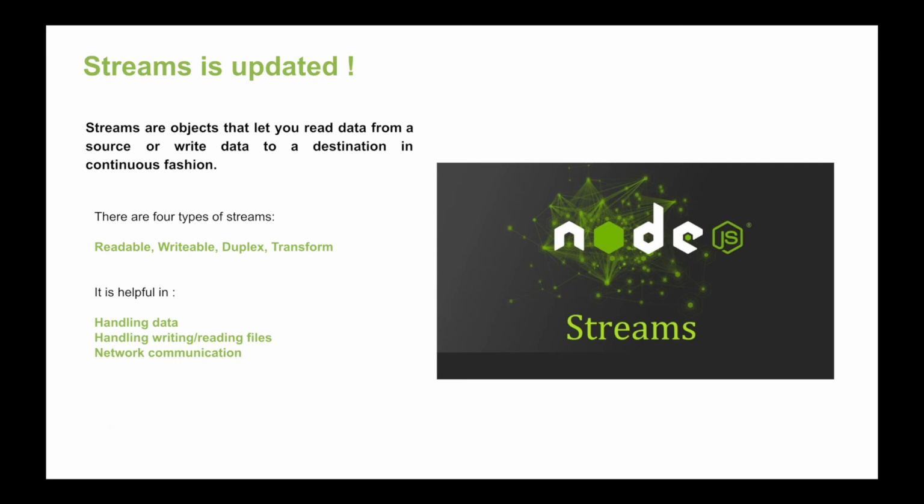Each type of stream is an event emitter instance and throws several events at different instances of time. Streams can help us in many things in Node. Here are a few things that are listed down here, and some of them are handling data, handling writing or reading files, and network communication.